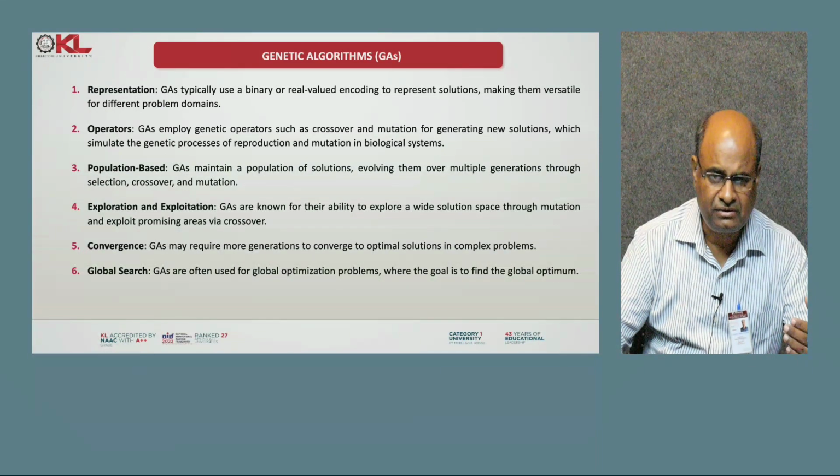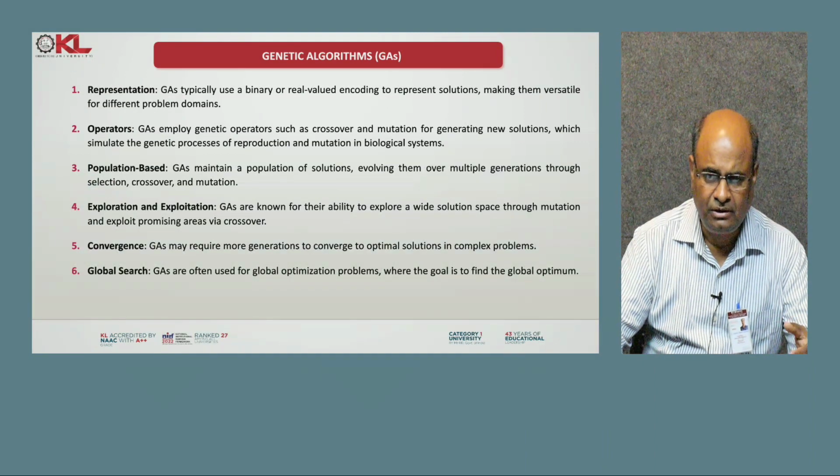Third one is population. What population are we using here? GAs maintain a population of solutions, evolving them over multiple generations through selection, crossover and mutation. Generally we are using three operators, that is selection, crossover and mutation. Fourth one is exploration and exploitation. So what is this one? GAs are known for their ability to explore a wide solution space through mutation and exploit promising areas by crossover.